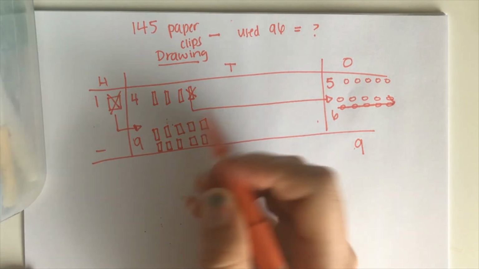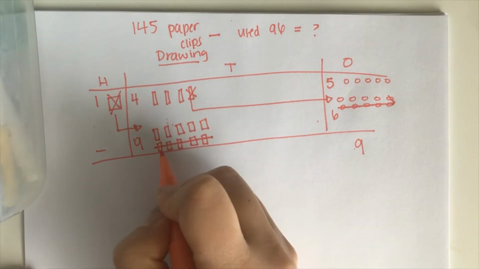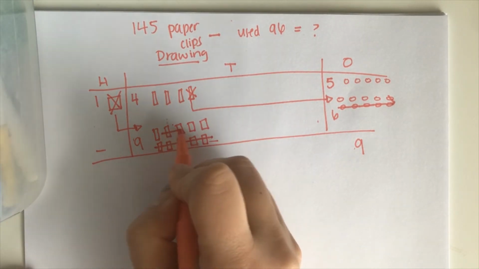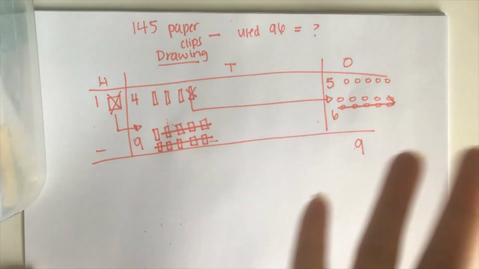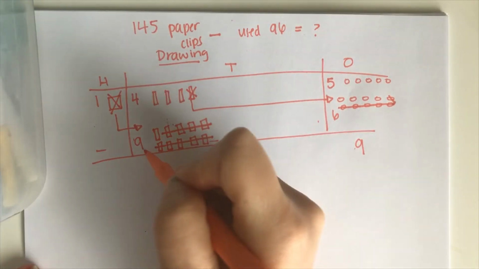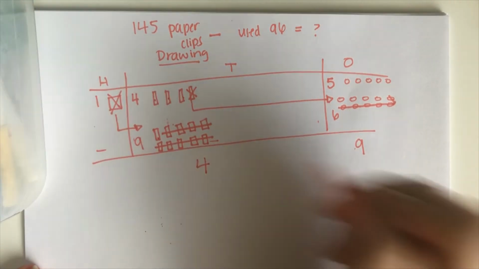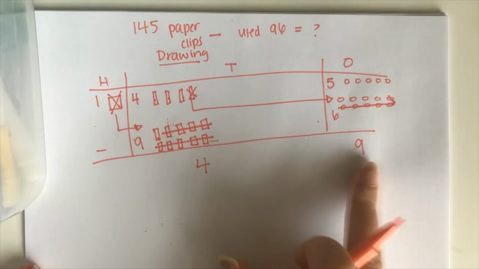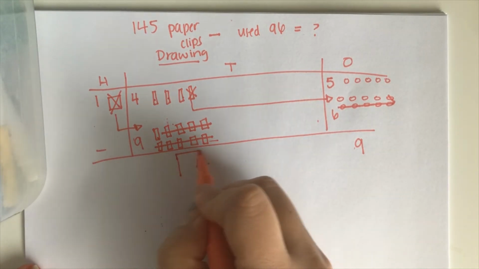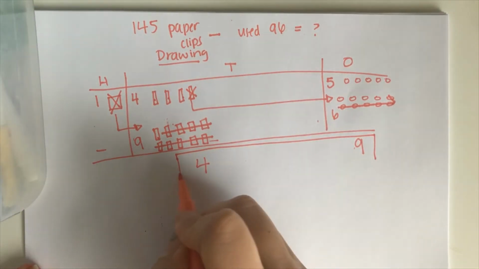So now we're going to cross out 9. I know that if I have 10, this is 5. I cross out 4 more because I know that 4 plus 5 is 9. Now we have 1, 2, 3, 4 sticks left. So we should have a 49. Let's go check if we are correct.